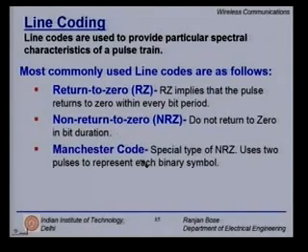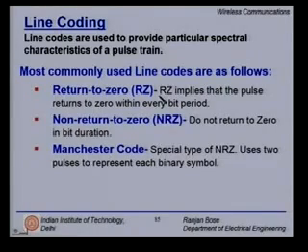Then a more popular code, the Manchester code, which is a special type of NRZ, uses two pulses to represent each binary symbol. So, no matter what happens, whether you get a string of ones or a string of zeros, you will have transitions.